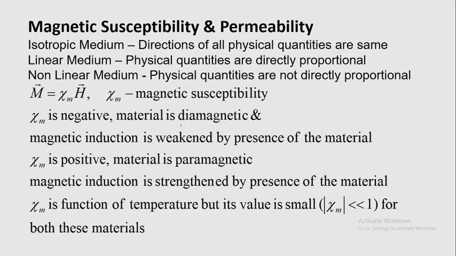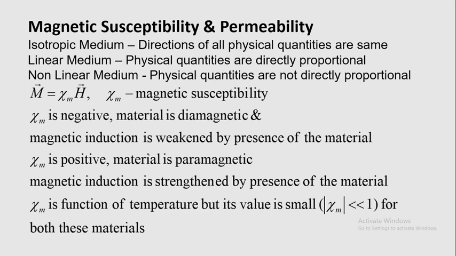Chi is the susceptibility, the Greek symbol, and mu naught is the permeability of free space. Mu equals mu naught (1 plus chi M). The ratio mu by mu naught, the permeability of the medium divided by the permeability of the vacuum, that is, the permeability of the given magnetic material to the permeability of free space, is called the relative permeability. It is similar to relative permittivity in electrostatics.